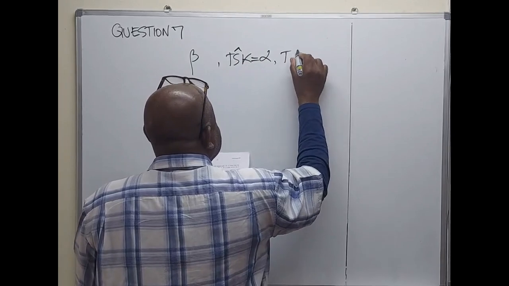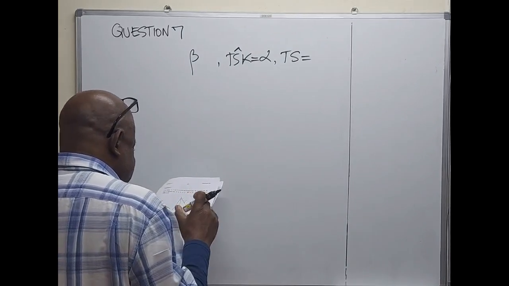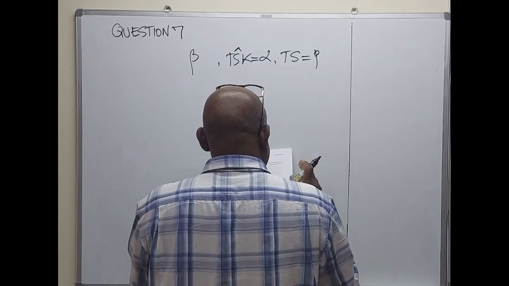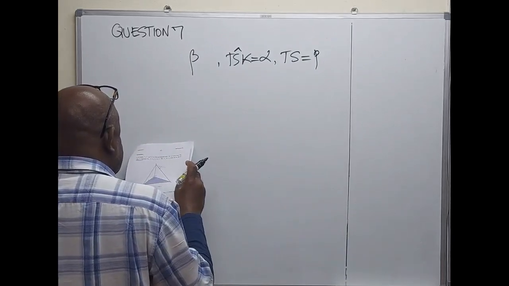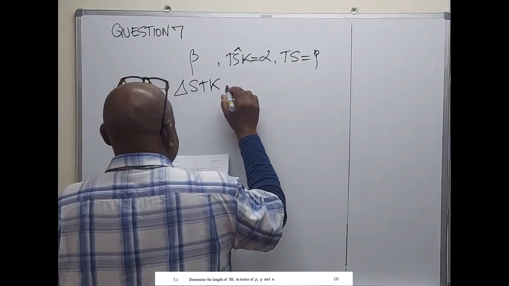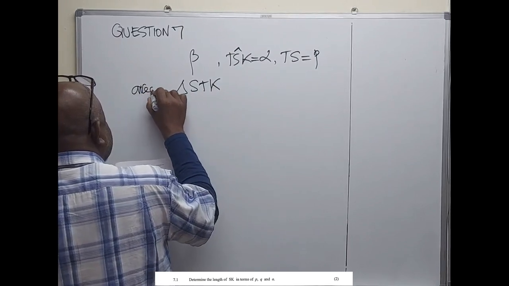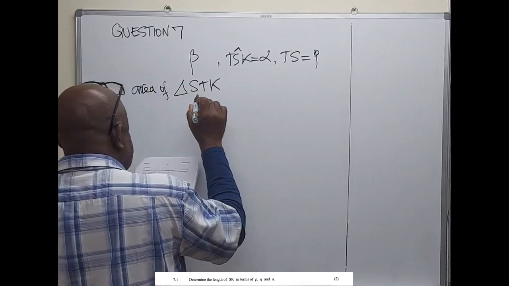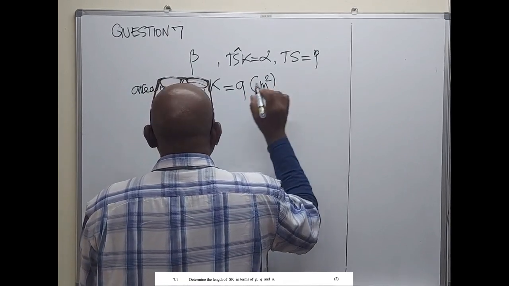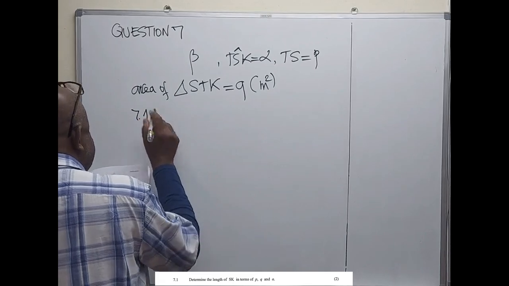And TS is one of the sides of the triangle on the horizontal plane. TS is equal to P meters, and the area of the triangle STK. Let's write: area of triangle STK is equal to Q, and the unit is square meters. So from this information, we're going to question 7.1 now.